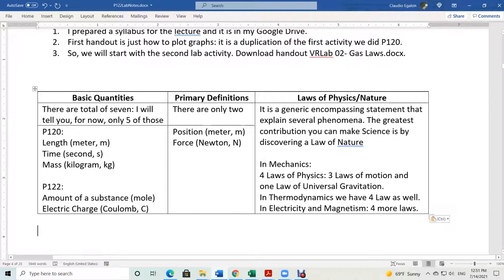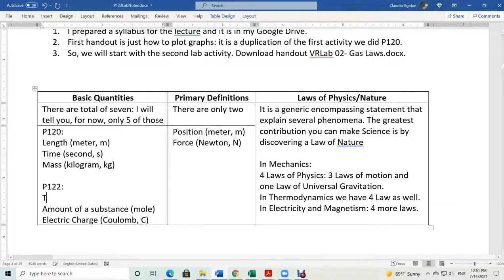The first thing that you learn in Physics 122 in the lecture, particularly, is not the amount of substance, but the concept of temperature. It's all in my notes for the lecture. The unit of measurement of temperature is the Kelvin, represented by the capital letter K.